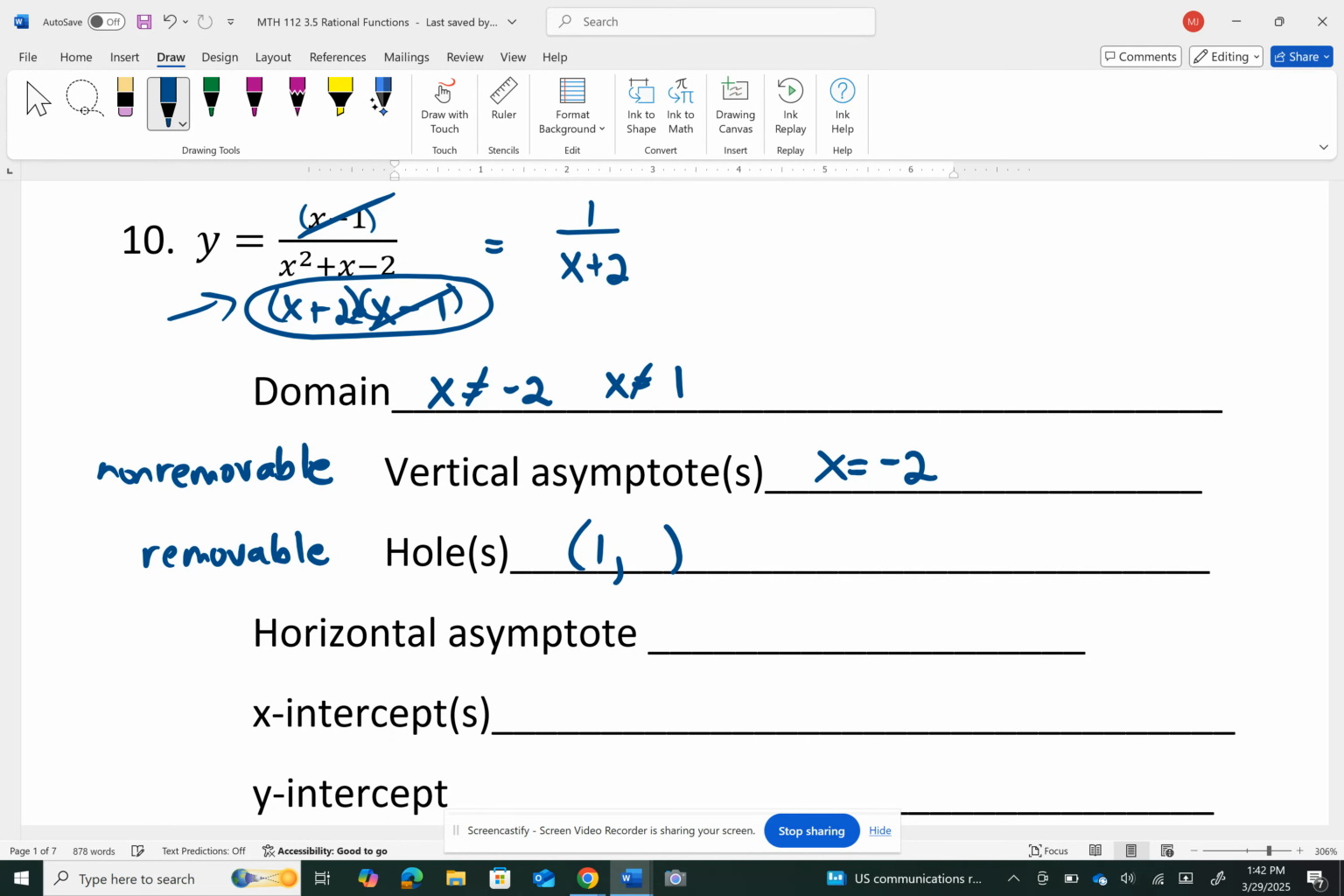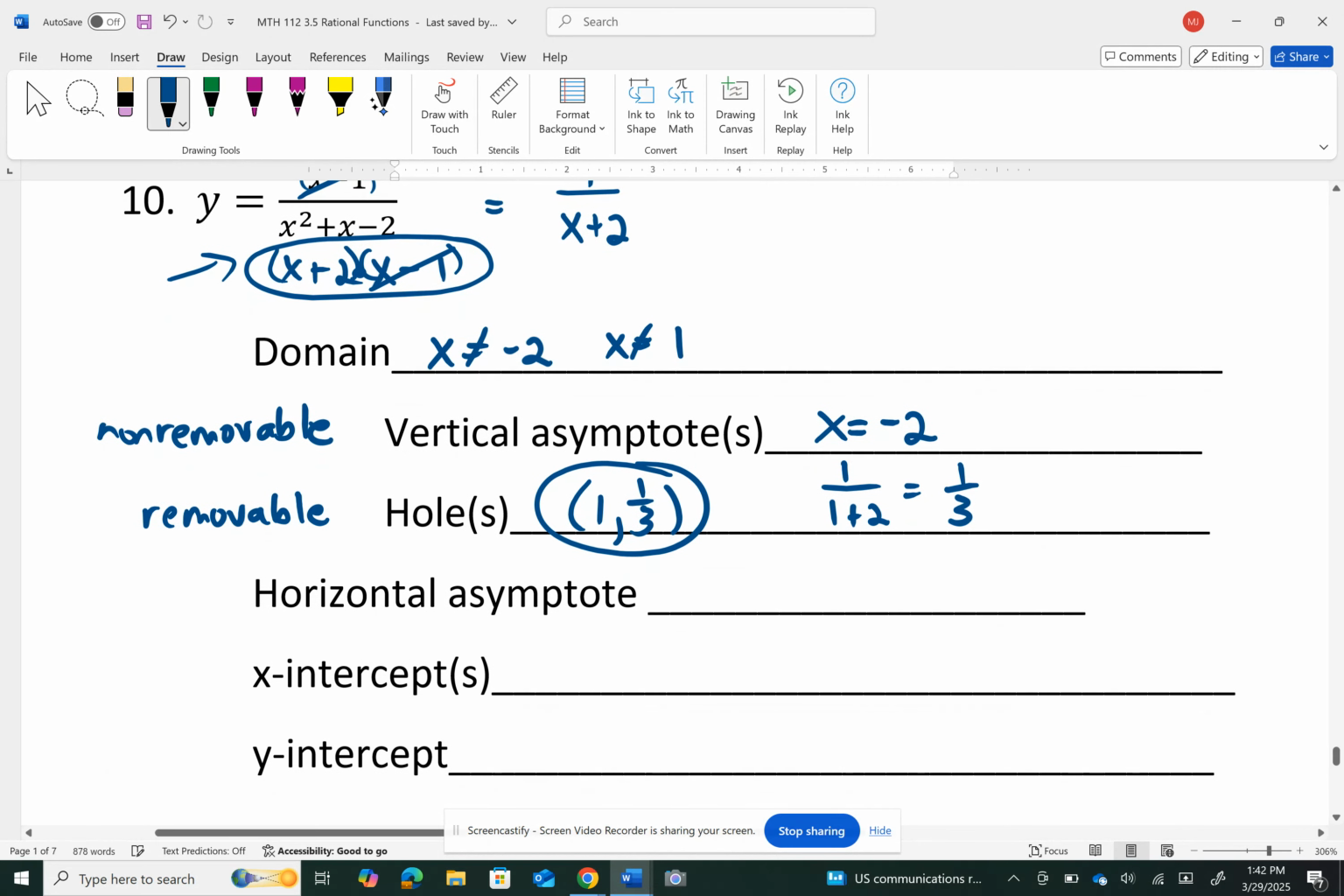Now, we can get the y-coordinate of the hole, but notice if we plug the 1 into the original function, it would have still had the x minus 1 there on the bottom, and so you would have gotten something undefined. So when you're trying to find the y-coordinate, you go to the simplified version, and you plug the 1 in there, and we find out that the y-coordinate would be 1/3. So that'll be the y-coordinate of the hole. And this would be the ordered pair right here where you would have a hole in the graph.